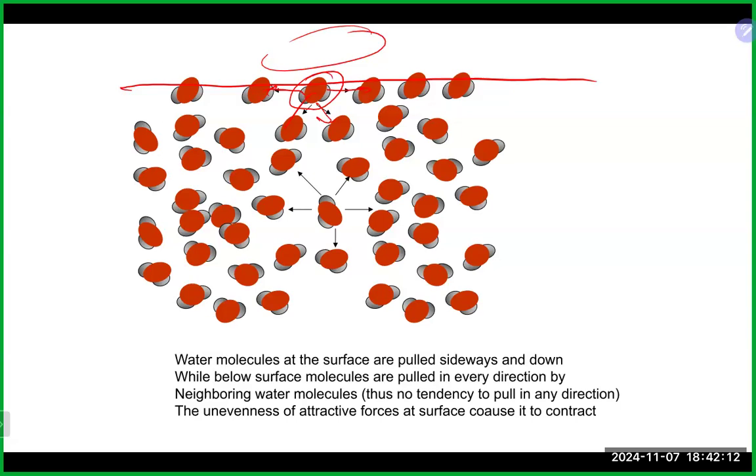Just think about pulling a rope this way, right? And also pulling it down. You'll get that real tightness. Again, the water molecule in the middle is going to feel pulling, or attractive forces, from all directions. So you don't get that surface tension in the middle of the water.